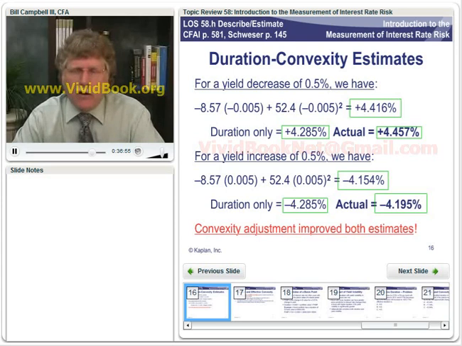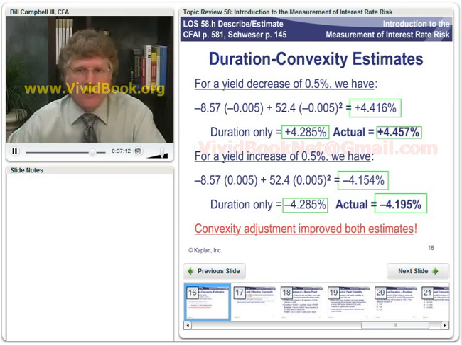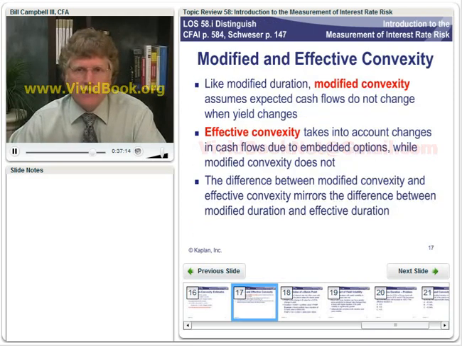Once again, on the exam, you will have to do a duration and convexity calculation. Make sure that you remember you add convexity times the square of delta y. You add it whether the yield to maturity increases or decreases.